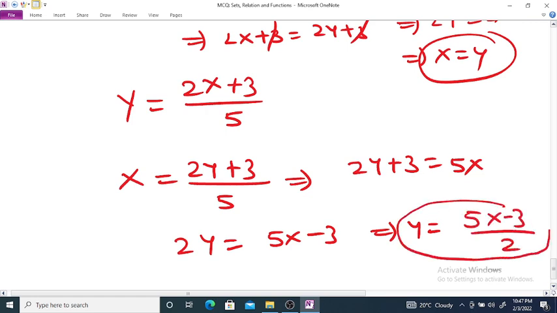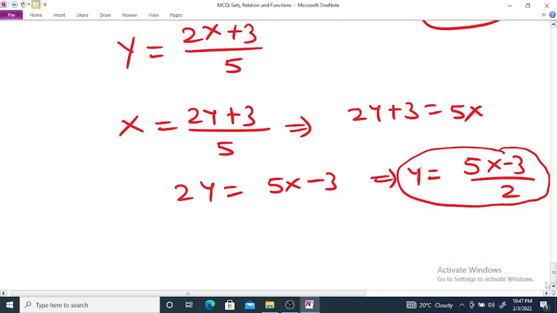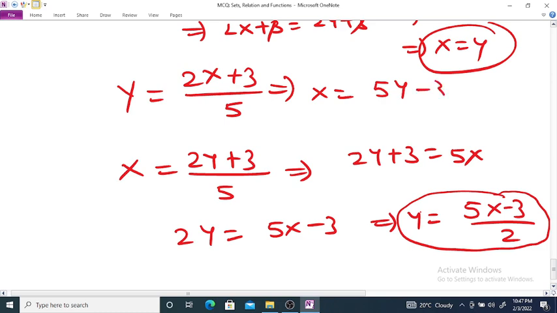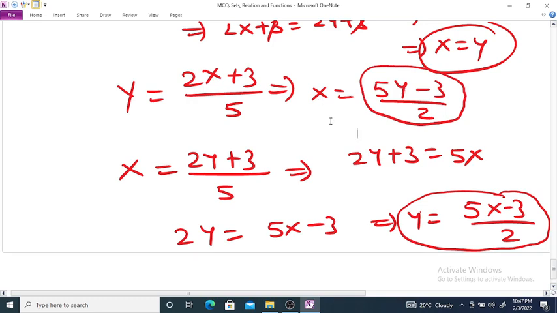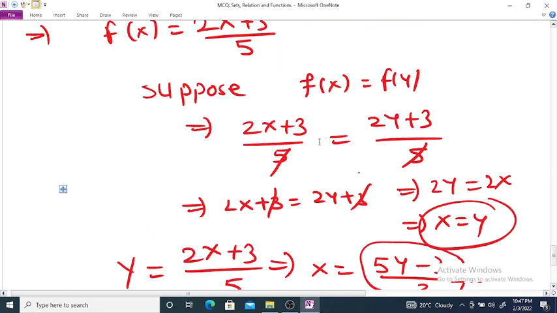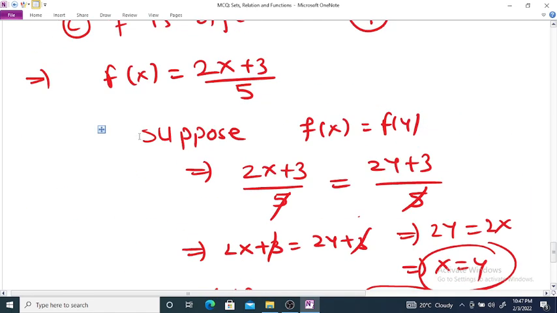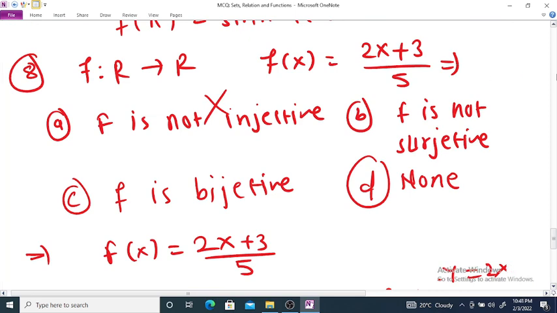So this is an inverse function. If we solve this for x in terms of y, then we get x is equal to (5y - 3)/2. So if we take any y, there exists a real number x such that f of x is equal to y, and therefore the given function is surjective. Since it is surjective, this is not a correct option again.